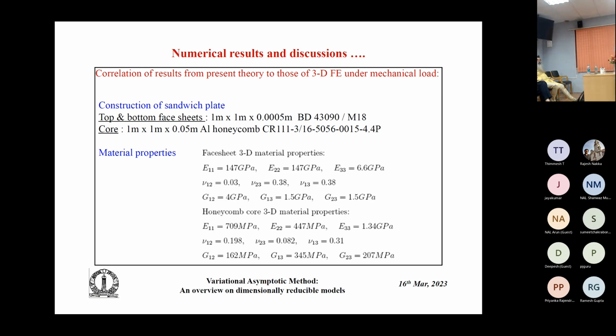and the honeycomb core nomenclature is given here, where CR stands for the corrosion resistant grade, 3 by 16 is the cell size of the core in inches, and 5056 is the aluminum alloy, and 0.0015 is the thickness of the foil of the core, and the last one stands for the density of the core in pounds. So the material properties used for the analysis are shown here, the face sheet as well as the core.